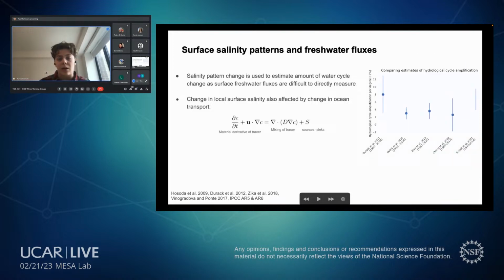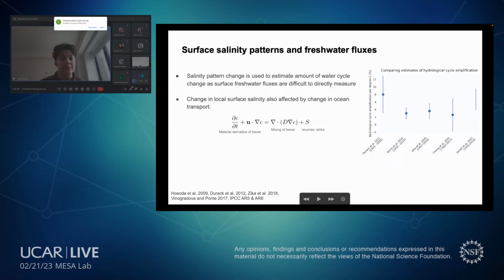Great. So quite a few studies over the past decade have worked on this problem of trying to estimate hydrological cycle amplification from salinity. Here the y-axis is amplification per degree Celsius, and the x-axis is various studies. They've used quite a few different methodologies, so I won't go into all of it. But for example, Dirac et al. 2012 and Sika et al. both use surface salinity, and the other ones that are shown there primarily used interior salinity. Next slide.